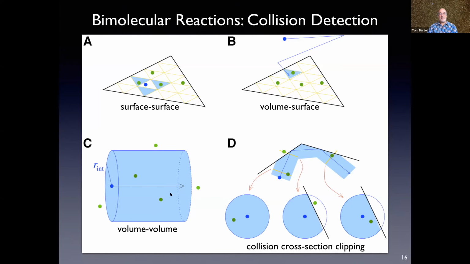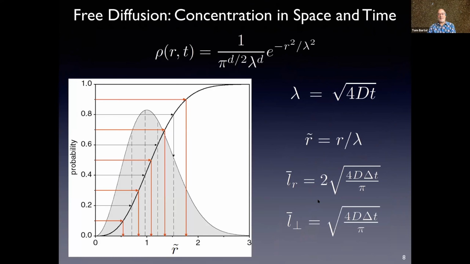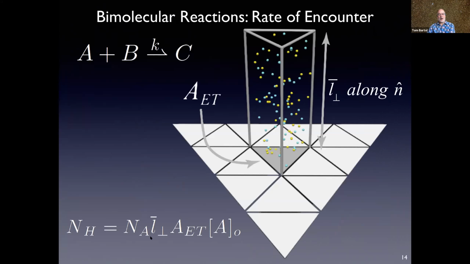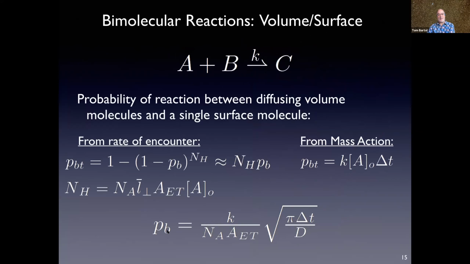So just a change of frame of reference. But now, since we're talking about radial diffusion rather than normal to a surface, rather than using L perpendicular bar, we use LR bar from the solution to the diffusion equation that we had earlier. Just to rewind and remind you of that. And that's just 2 times L perpendicular bar. So we fill in the same equation, but we replace L perpendicular bar with LR bar, and we'll calculate the same probability. Okay.